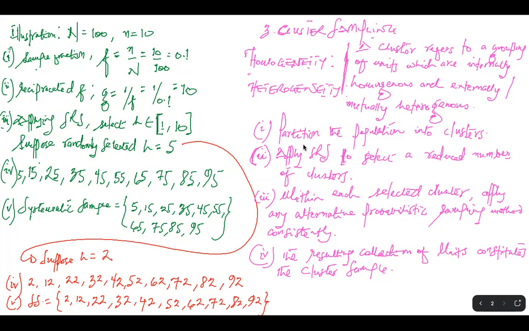So you do the partitioning, then you get a lot of partitions. What you will do is apply simple random sampling to shortlist from the clusters, so you'll get a reduced number of clusters. Then you go into each of the clusters and apply an alternative probabilistic sampling method. The key thing here is consistency. When you're using an alternative probabilistic sampling scheme, use the same thing across the board.